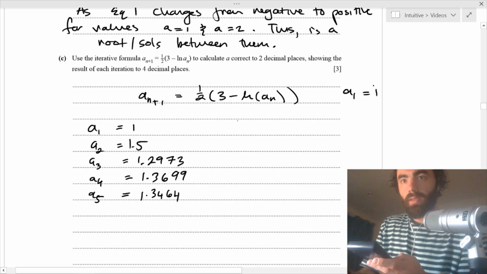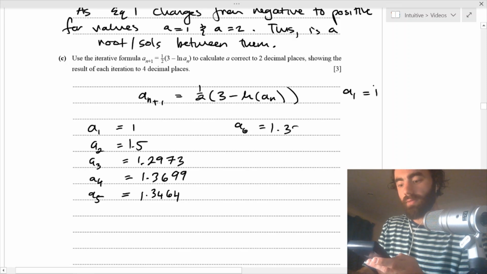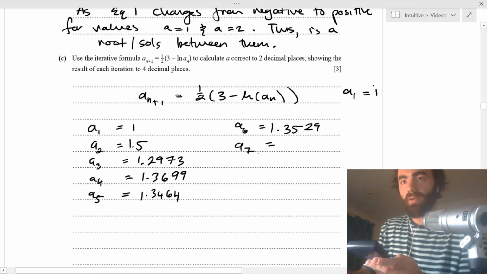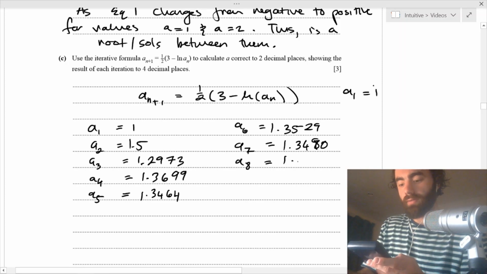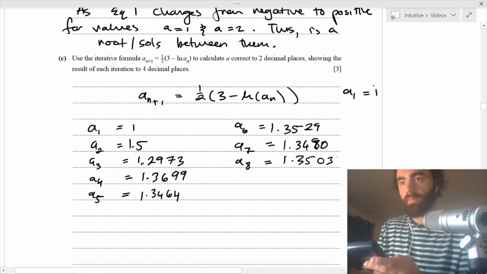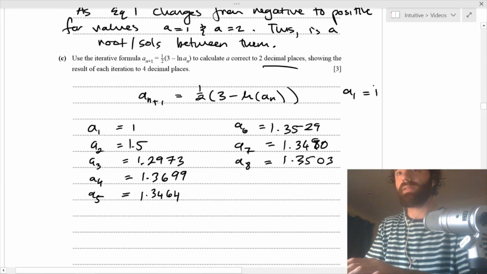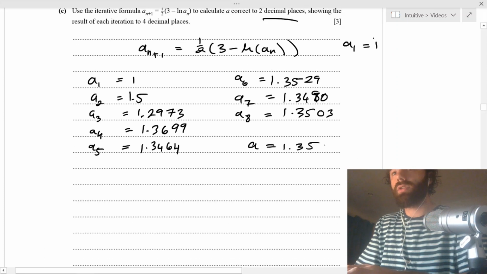1.3464, A6. Maybe it's not necessary for me to write these all out, but we've got time. A7. Okay, so I can see it's fluctuating here. A8. Yep, so it is fluctuating. 1.3503. So it's fluctuating above and below 1.35 to 2 decimal places. So we can say that a equals 1.35 to 2 dp.